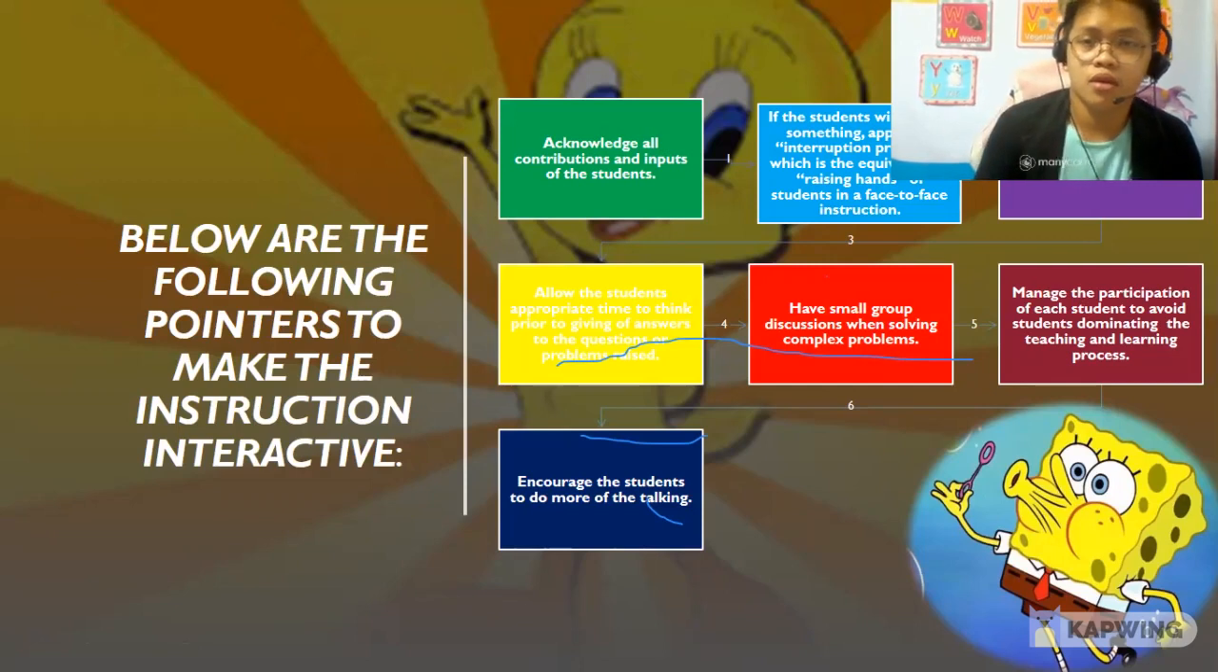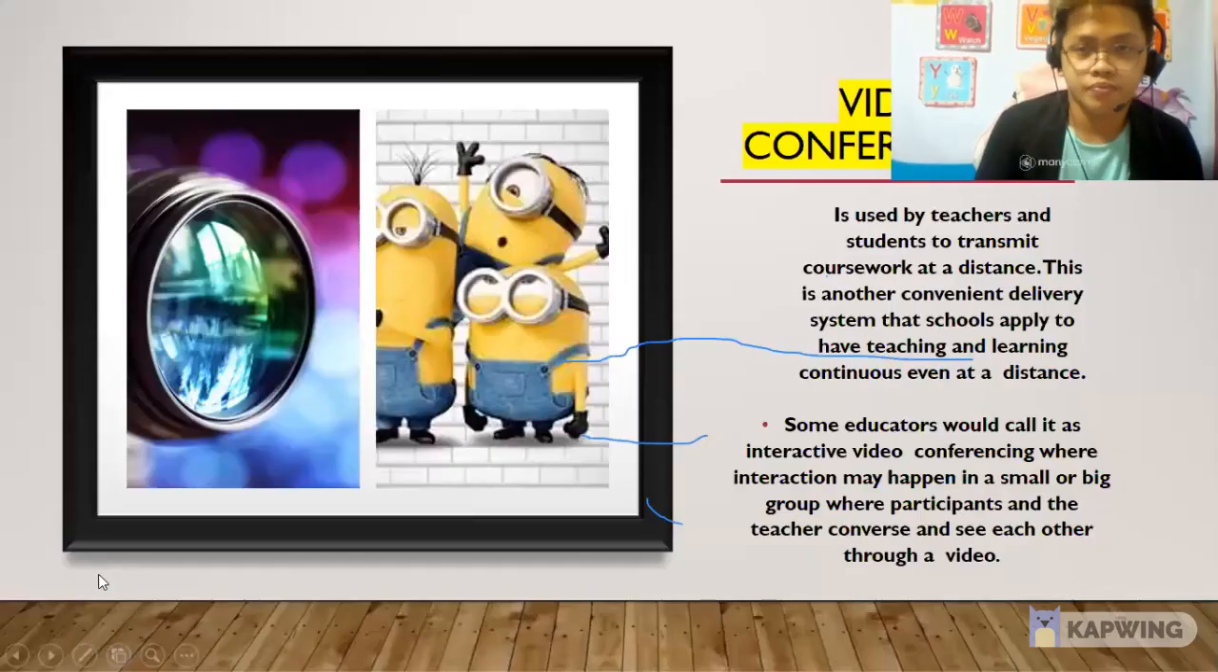And number five, have small group discussions when solving complex problems. Number six, manage the participation of each student to avoid students dominating the teaching and learning process. And the last pointer is to encourage the students to do more of the talking.